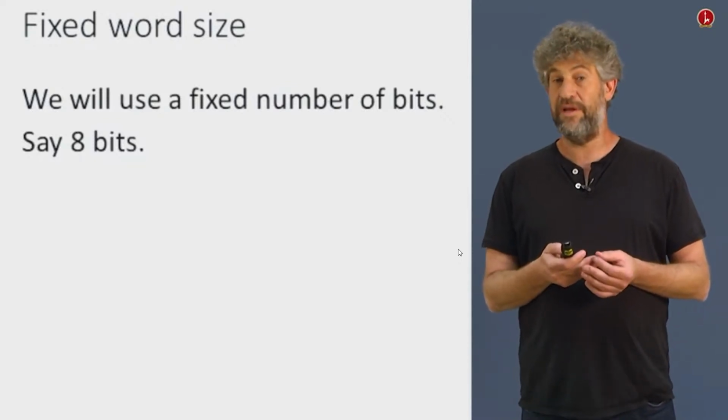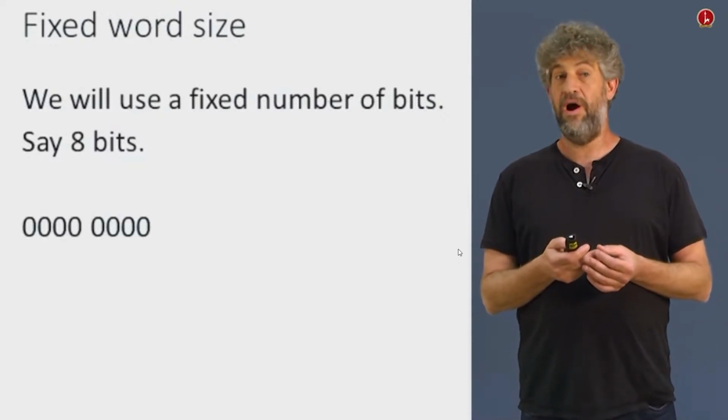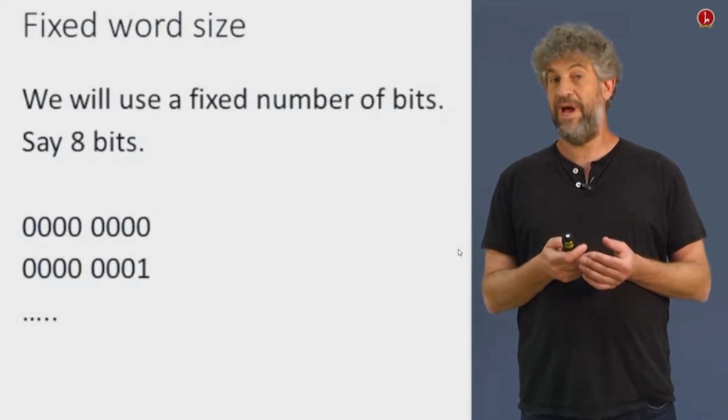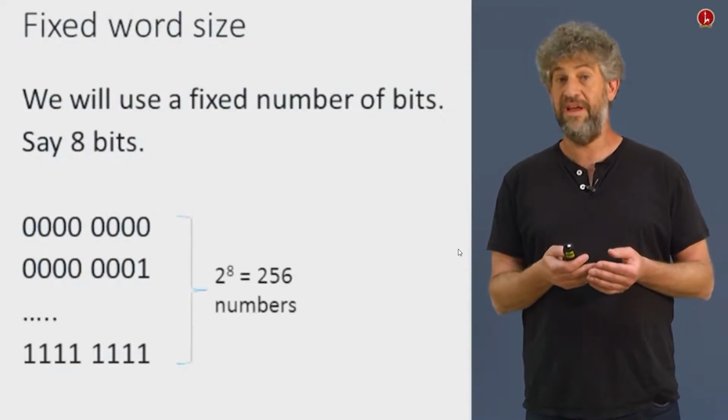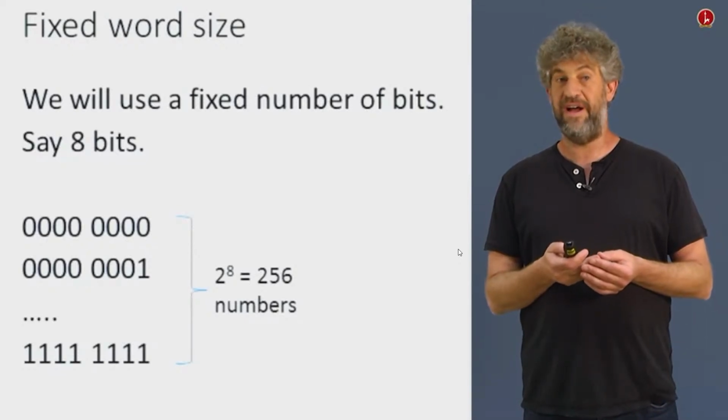Well, you can represent something starting with 0, 0, 0 eight times, and ending with a 1, all the way up to 8 ones. We have altogether 256 such possibilities. The first one is index 0, the last one is index 255.